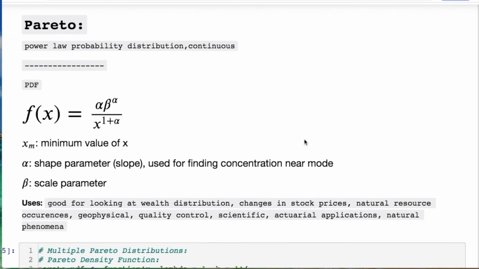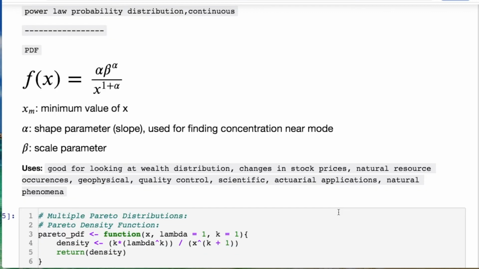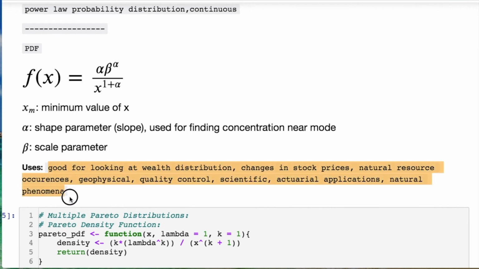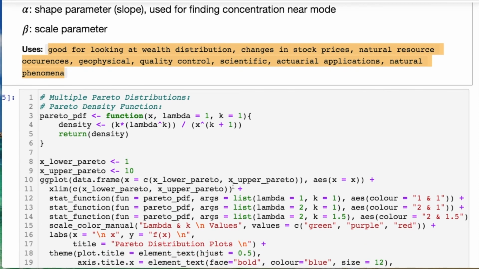Let's go to our last one, which is the Pareto, or Pareto, however it's pronounced, and it's a power probability distribution that is continuous. And you have your alpha, which is your shape, and your beta, which is scaling. Sounds usual. Here's some common use cases in the real world, okay? This is really good if you're looking at like stock prices dropping or anything like natural phenomenon, things like this, you know?